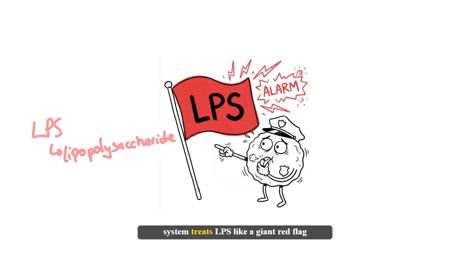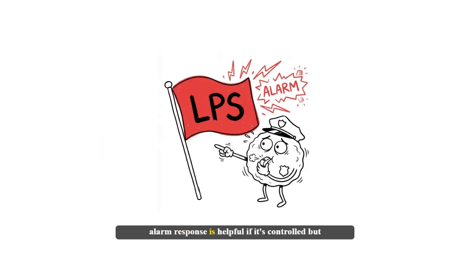Your immune system treats LPS like a giant red flag whenever it sees it. When the body senses LPS, it triggers a big inflammatory alarm response. The alarm response is helpful if it's controlled, but if it's excessive, it can lead to a sepsis-type response. Sepsis-type responses involve widespread inflammation, leaky blood vessels, low blood pressure, organ stress, and so on.